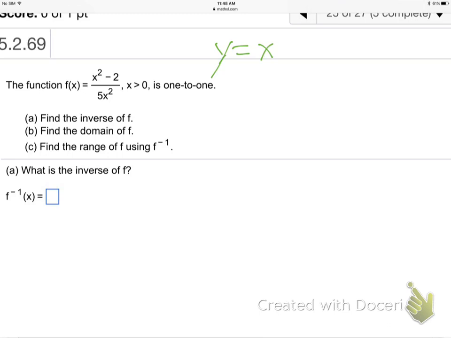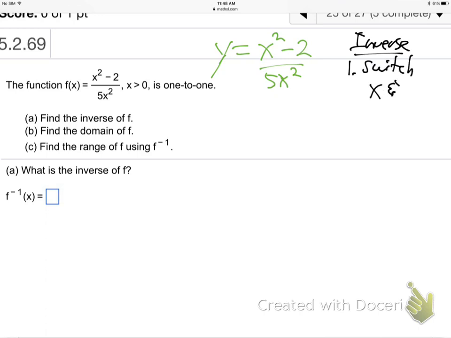Y equals x squared minus 2 over 5x squared. Same kind of thing. Find the inverse. Let's try this one. Be a good one to wrap up with. So switch x and y. Solve for y. In 2 minutes. Can you do that? Switch x and y. Solve for y.